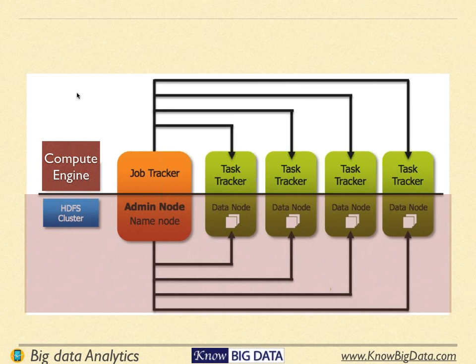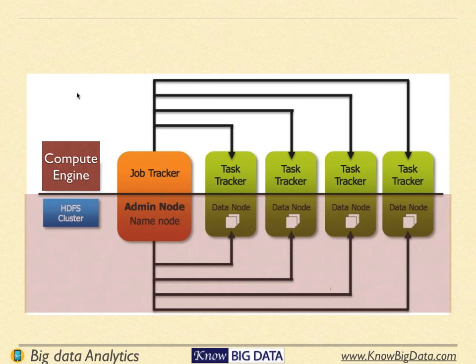Now this job tracker is a clever person. He'll go and ask name node, do you know which all machines contain the blocks of this file? Then name node will respond, oh, these are the data nodes that contain the blocks of this file.